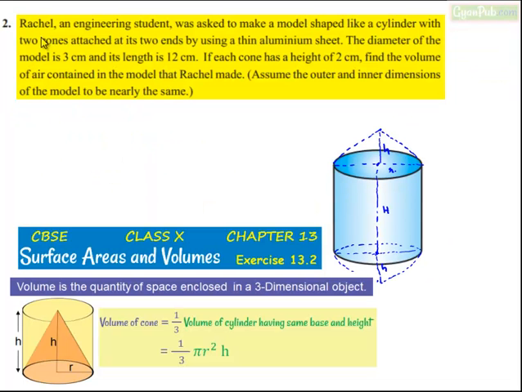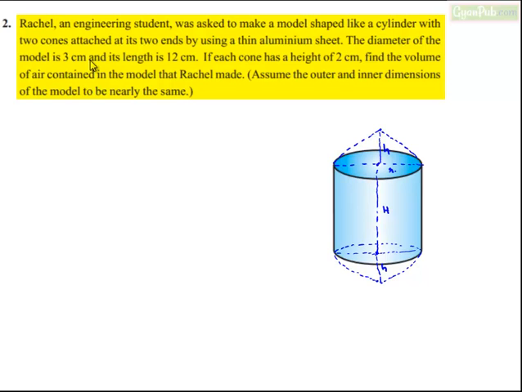Now let us discuss question number 2. Rachel, an engineering student, was asked to make a model shaped like a cylinder with two cones attached at its two ends by using a thin aluminium sheet. The diameter of the model is 3 centimeters and its length is 12 centimeters. If each cone has a height of 2 centimeters, find the volume of air contained in the model made by Rachel. Assume that the outer and inner dimensions of the model are nearly the same.